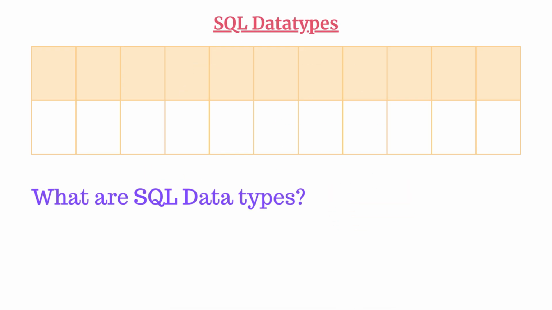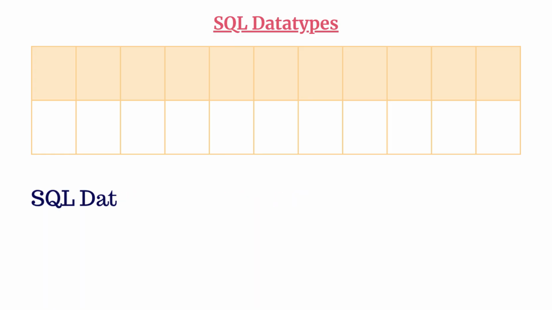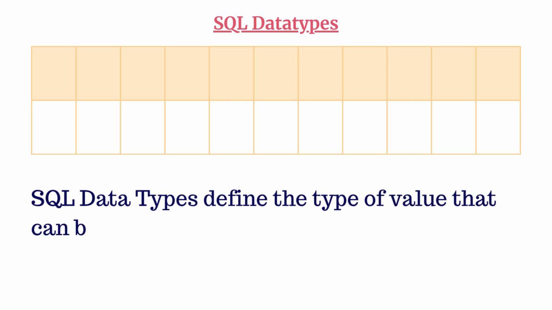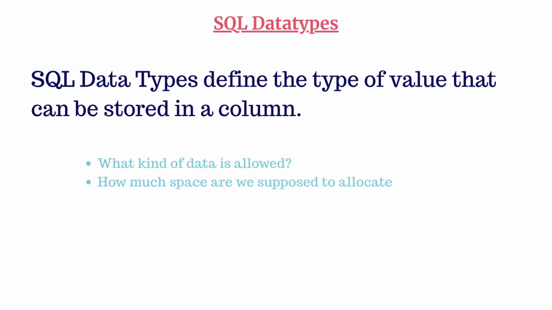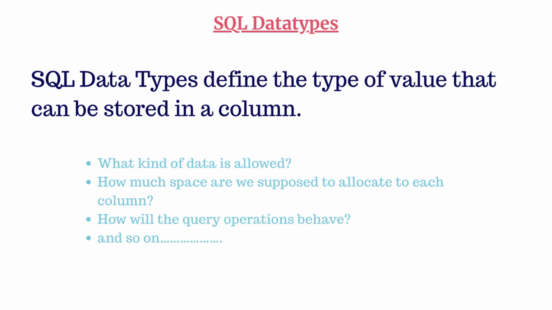So what are SQL data types? SQL data types define the type of value that can be stored in a column. To put it simply, they tell the database what kind of data is allowed, how much space we are supposed to allocate to each column, how query operations will behave, and so on.